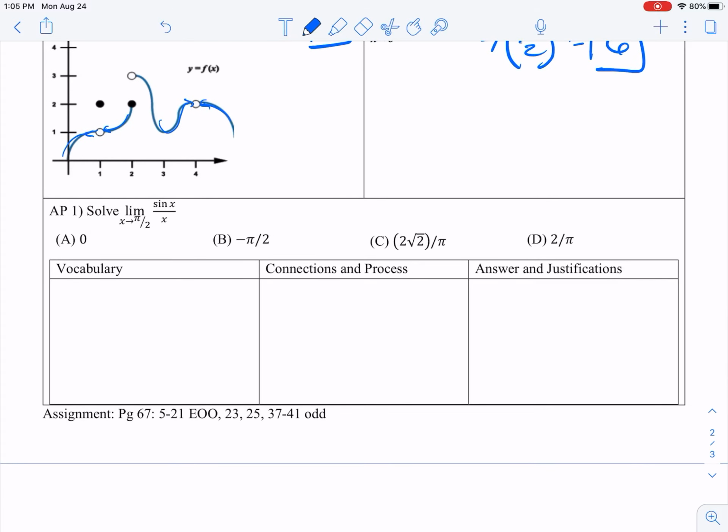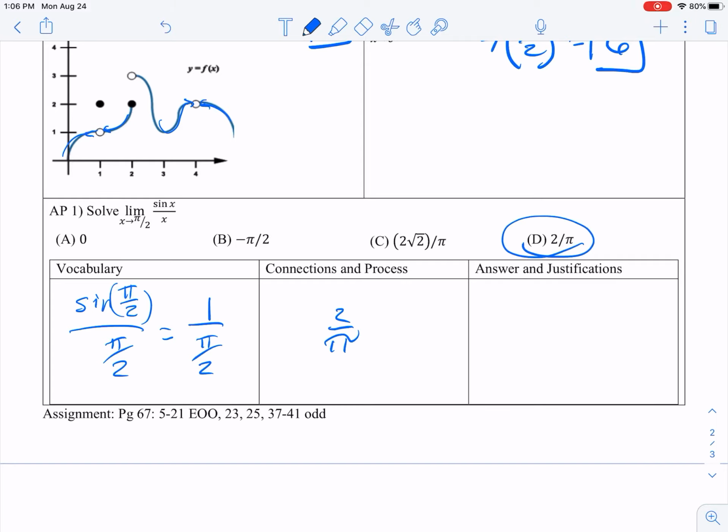And the last example here before we end and start our next video is a trig function. So you just plug it in. So you have the sine of pi over 2 over pi over 2. The sine of pi over 2 is 1. And then never, ever leave a fraction in a fraction. So you can flip it over and you get 2 over pi. And D is your answer.